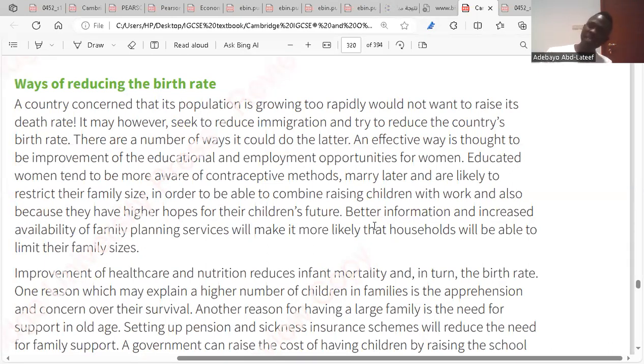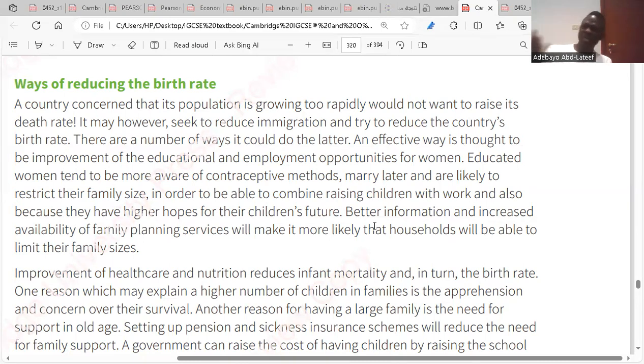If women are engaged, are busy, they might not have that time to start giving birth to children. Two, educated women tend to be more aware of contraceptive methods, marry later, and are likely to restrict their family size, in order to be able to combine raising children with work, and also because they have higher hopes for their children's future. Better information and increased availability of family planning services will make it more likely that households will be able to limit their family size.